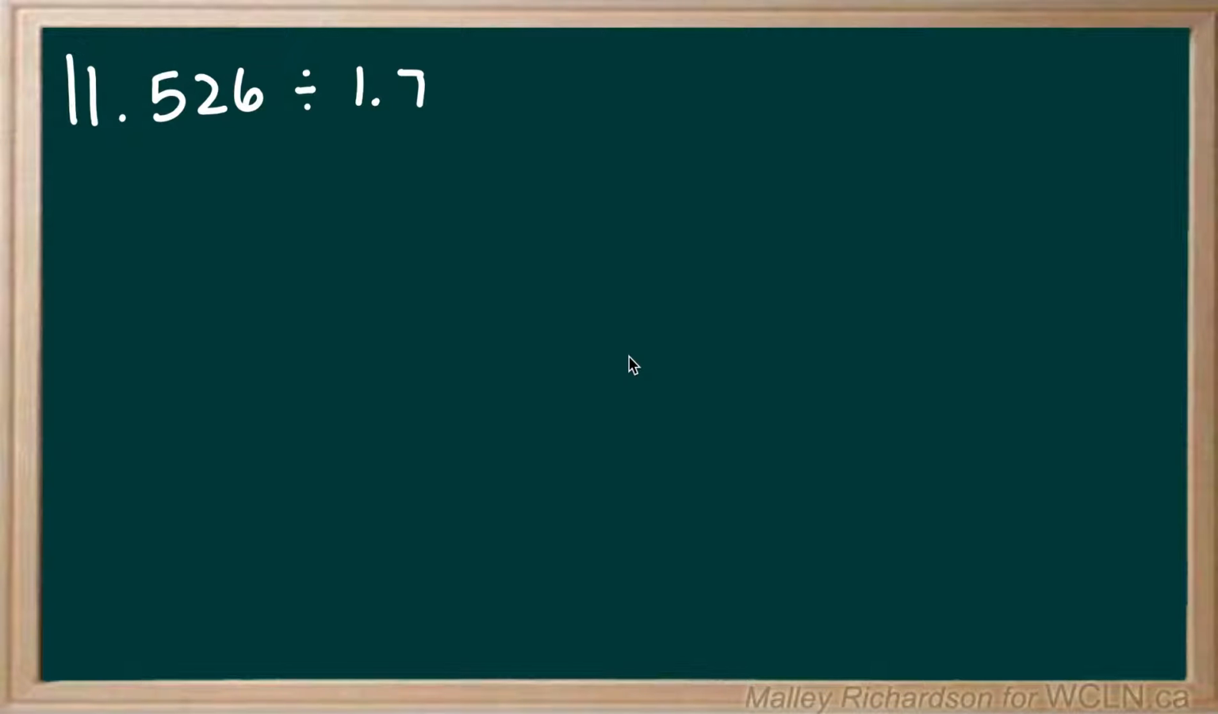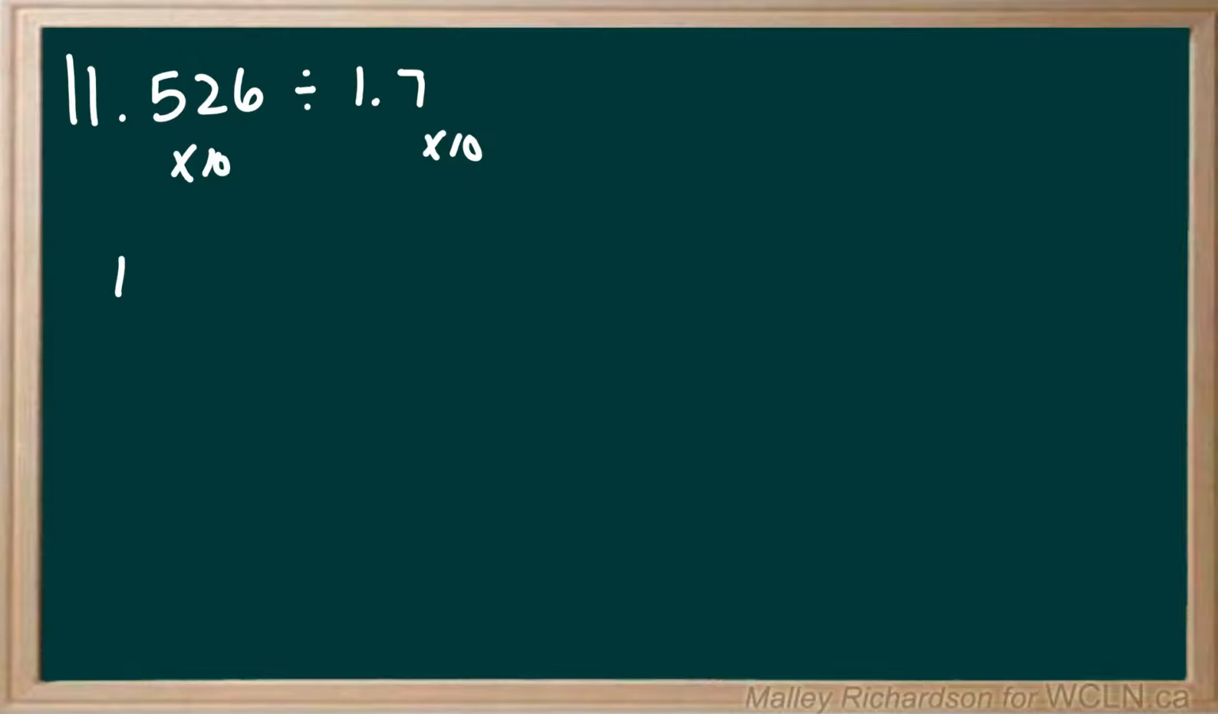For this problem, we have 11.526 divided by 1.7. Now, as we can see, we have two numbers that both have a decimal in them. So, to change this, we have to multiply both sides by 10, so we can get a whole number. So we multiply 11.526 times 10 and 1.7 times 10.